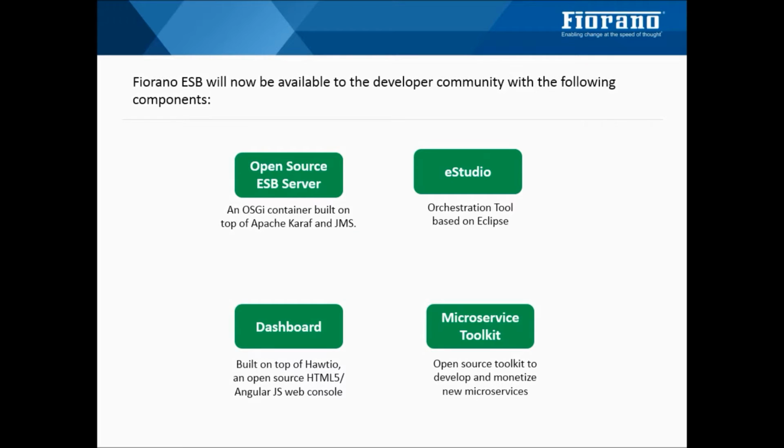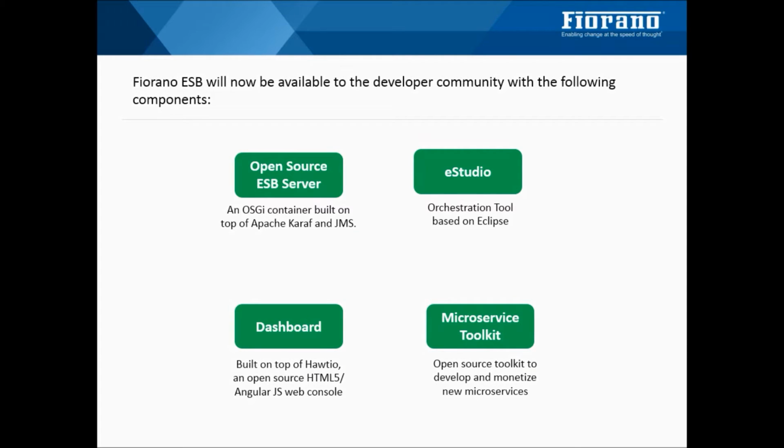The open source ESB server is an OSGi container built on top of Apache Karaf. It uses a JMS engine for microservices communication. This server acts as both the platform manager and runtime for microservices. This is the only server needed to develop and run your integration flows.